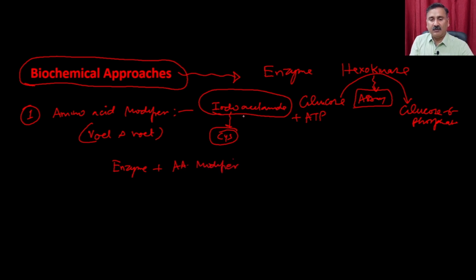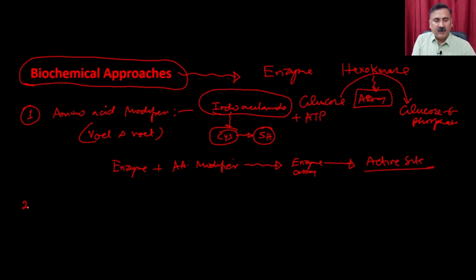Now, what an amino acid modifier is going to do is modify all the functional groups. You remember that cysteine has this group, right? So it will modify the SH groups. As soon as the SH group is modified, the cysteine will not participate in the catalysis, right? And then you do the enzyme assay, and it will tell you whether the cysteine is involved in the activity, or present in the active site or not, right?